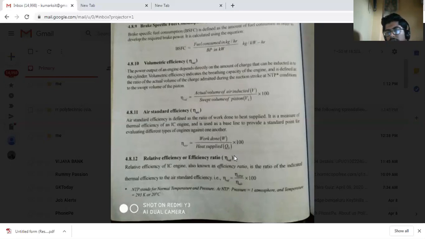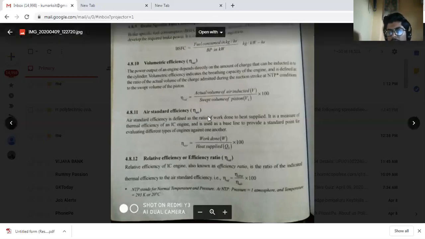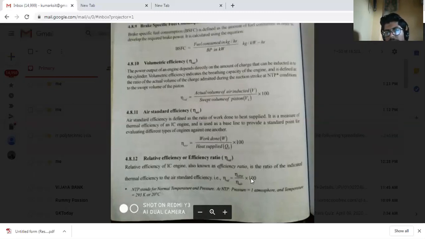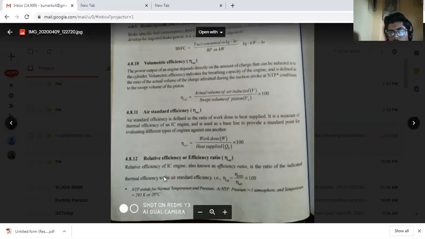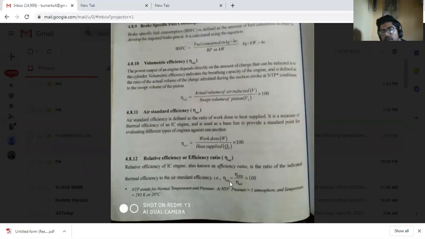Next, relative efficiency. It is defined as the ratio of indicated thermal efficiency to the air standard efficiency. Relative efficiency of IC engines is also known as efficiency ratio. That is indicated thermal efficiency, eta ITH, divided by eta air, into 100.